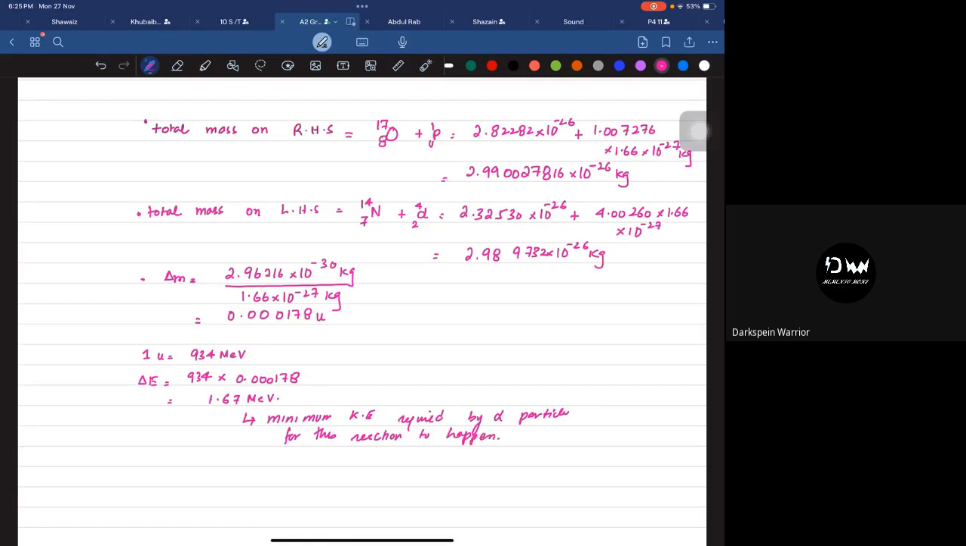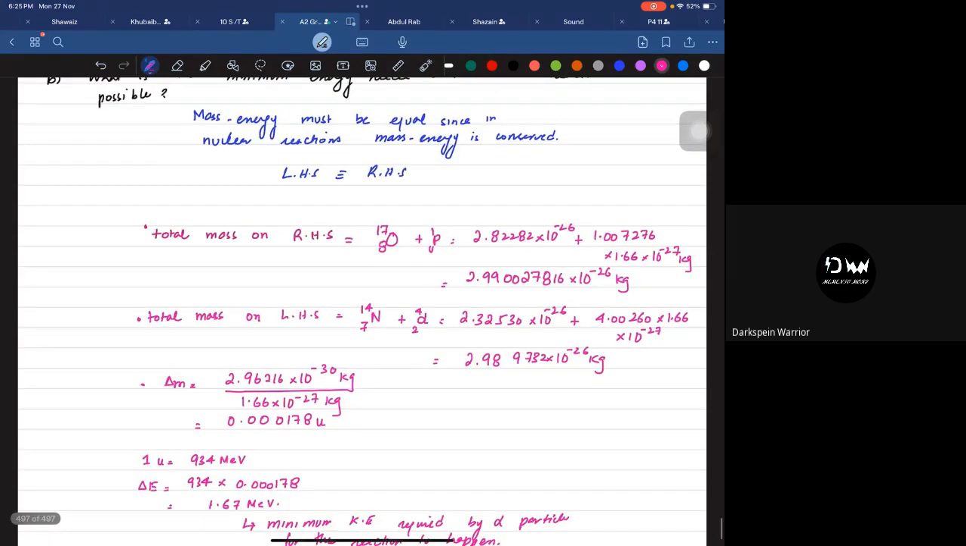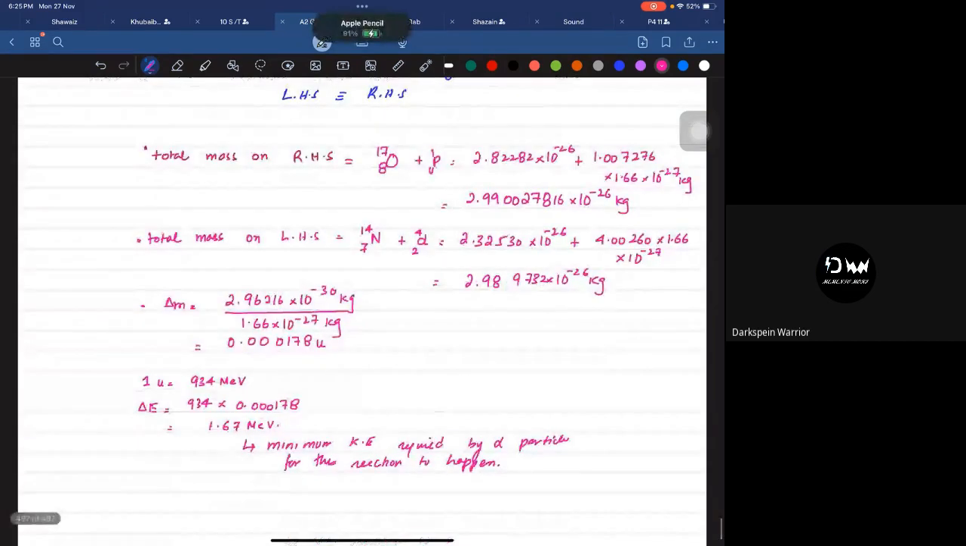Because after formation, if you see after formation, the right hand side has a greater mass than the left hand side, which means the initial kinetic energy of the alpha particle must have converted to mass.